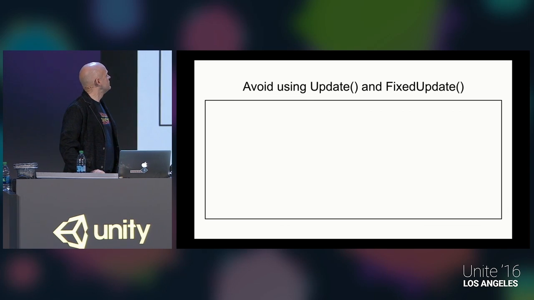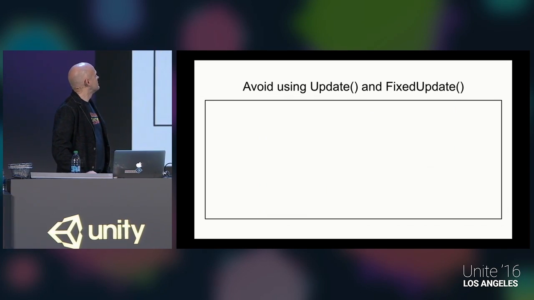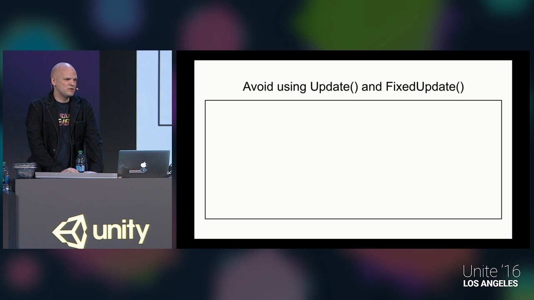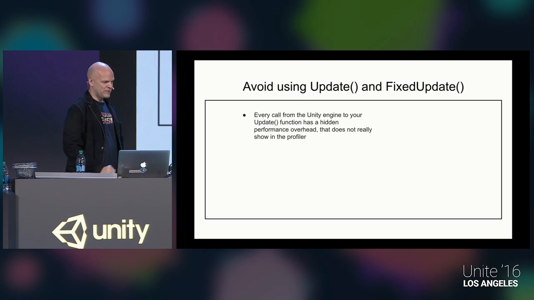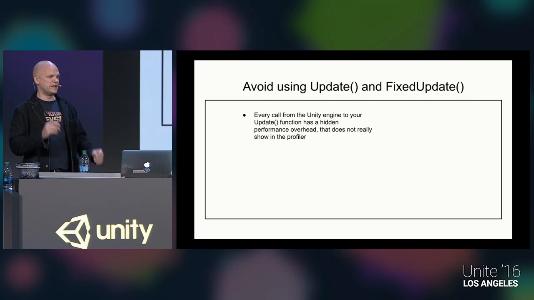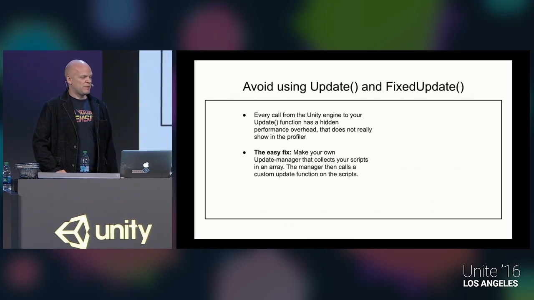Okay, and then avoid using Update and FixedUpdate. What? This is pretty wild because that's the bread and butter of Unity. You have these update functions, you code everything there, it works. But the thing is that whenever Unity calls your update function, it has an overhead. It doesn't show on any of the profilings, it's just there. And it's not even really easy to detect. But you can fix it.